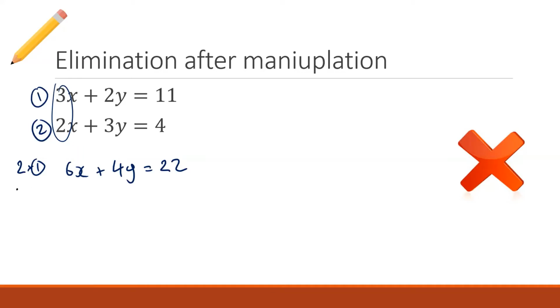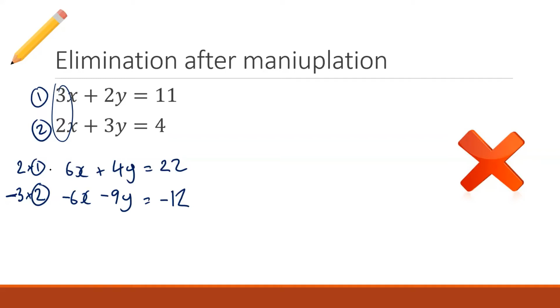So let's go 3 times equation 2. That's going to give us, you know what? Let's make it -3 times equation 2. That's going to give us -6x. -3 times 3 is going to be -9y. And -3 times 4 is going to be -12.